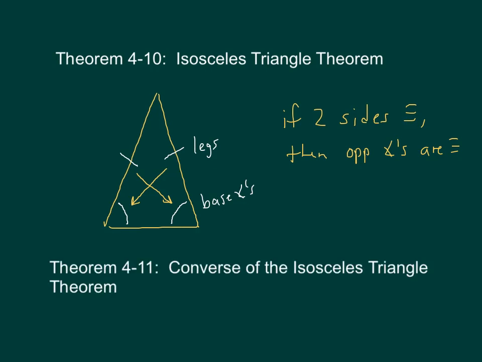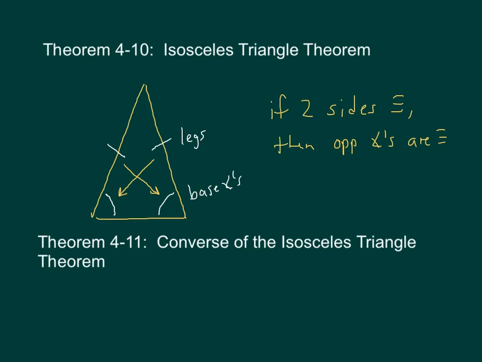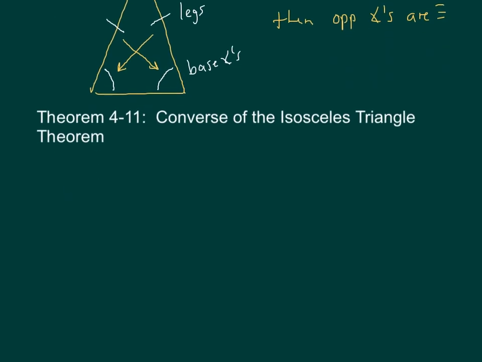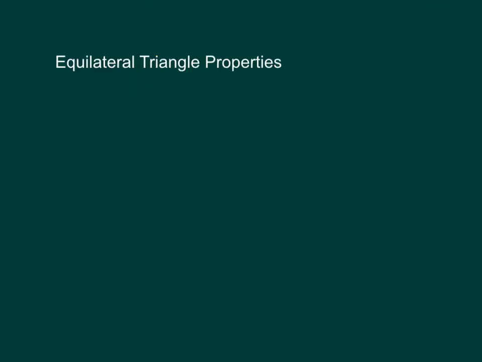So that leads to theorem 4.11, which is just the converse of that. And remember, in a converse, we just switch our hypothesis and our conclusion. And so theorem 4.11, instead of saying if the sides are congruent, then the angles are, theorem 4.11 basically says if you have two congruent angles in a triangle, then the sides opposite those angles must be congruent as well. So we already knew these facts about isosceles triangles.